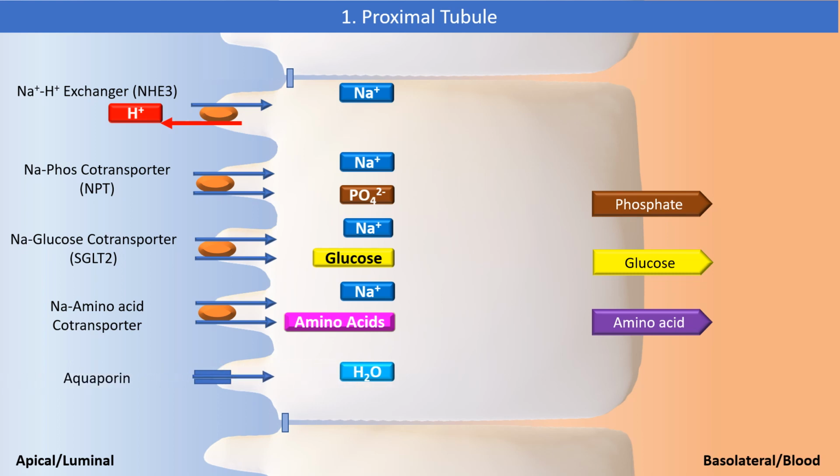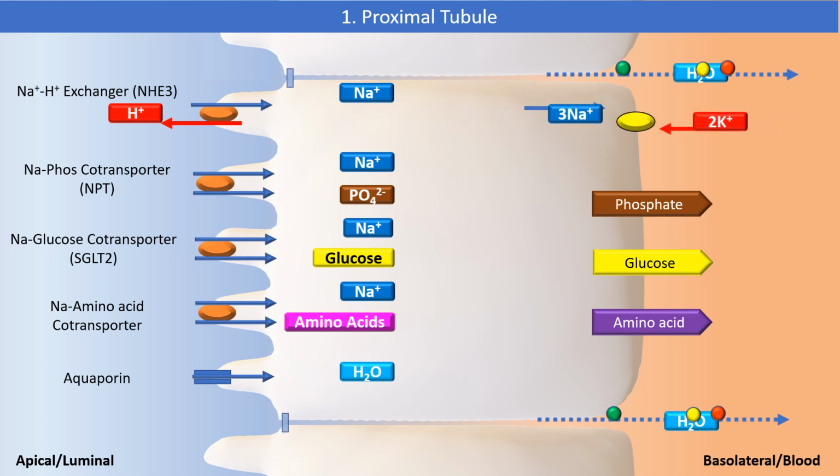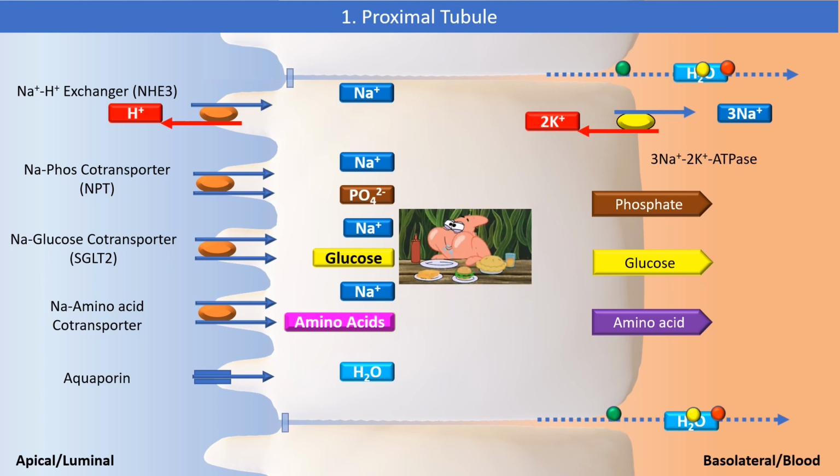The tight junctions between proximal cells turn out to be quite leaky, which means that there can be passive paracellular reabsorption of small solutes along with water. Last but not least, we have the ubiquitous sodium-potassium ATPase, where 3 intracellular sodium are exchanged for 2 extracellular potassium. Proximal tubules basically reabsorb almost everything from the filtrate.